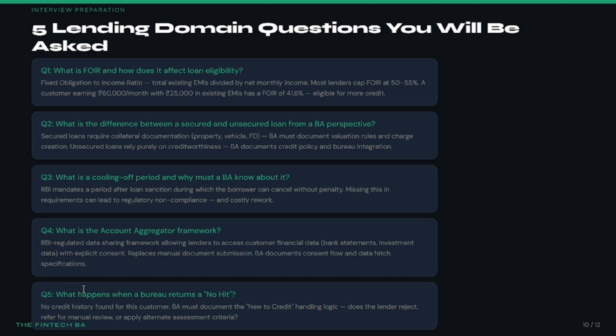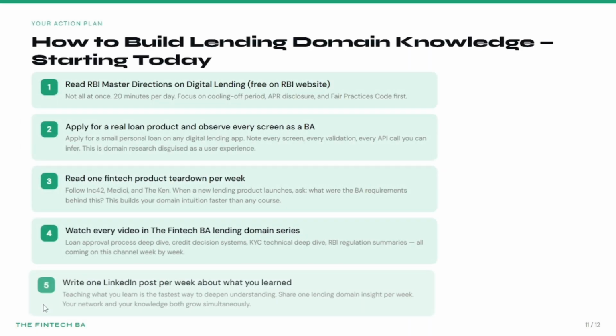What happens when a bureau returns no hit? No credit history is found for this customer, so the BA must document the new-to-credit handling logic. Does the lender reject? These are the things which we should understand, and we should implement the logic. So, how to build lending domain knowledge starting today?